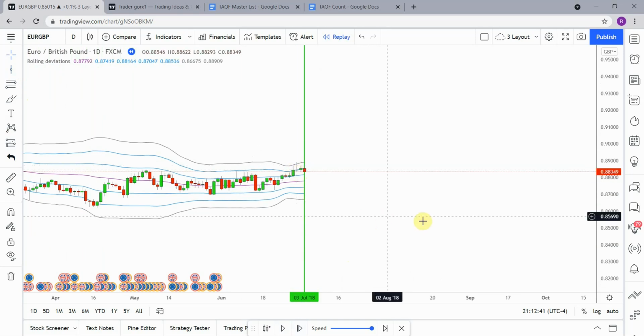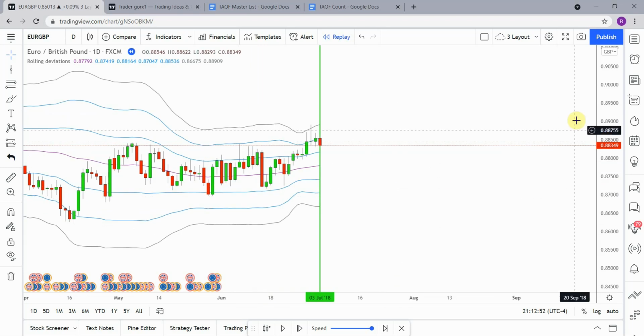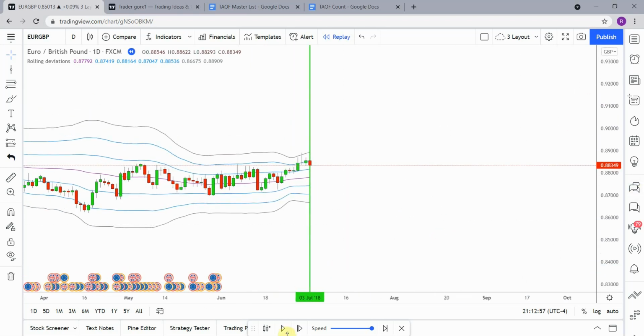Alright, so right here you can see that we get that push to the upside. We break that most extreme upper band with a wick right there. And then you can see that right here we get a nice little red candle giving us a short signal to the downside. Let's go ahead and see what it does.